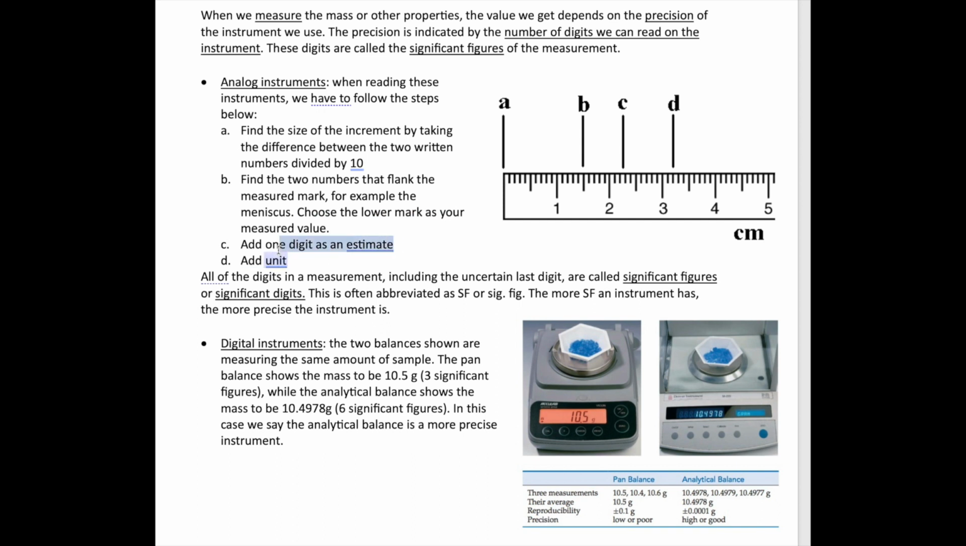You have to add 1 more digit as an estimate. What is your guess? Because we say it's 1.4 something. A lot of times people would just choose the middle number, which is 5. So they would say 1.45. You can say it's 1.48 centimeter.